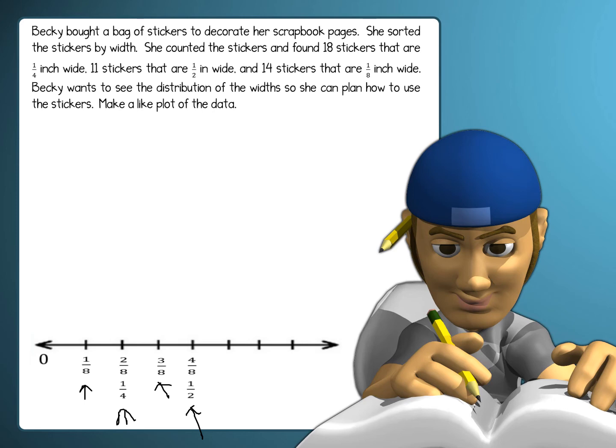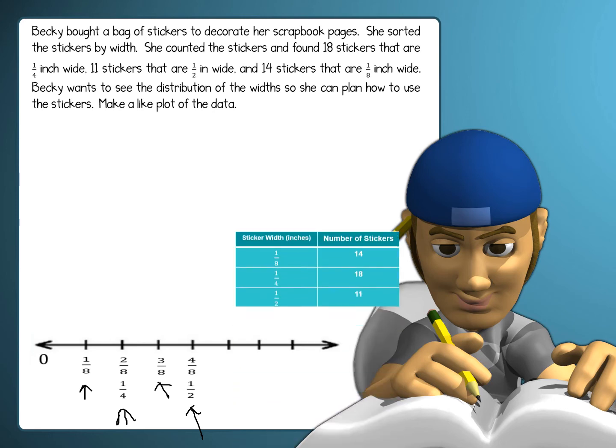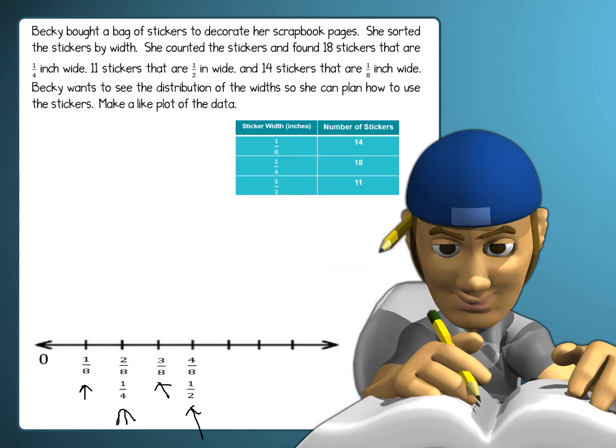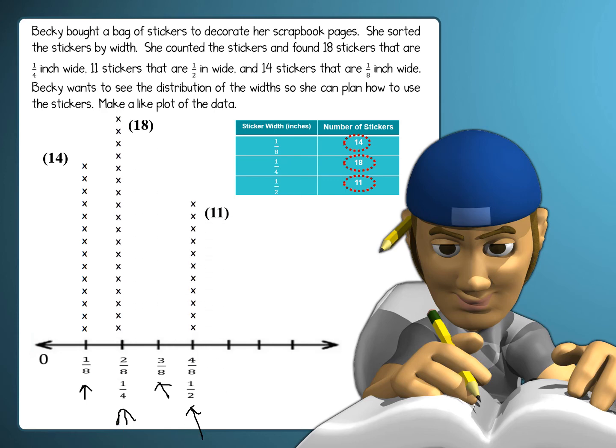Well, we're going to look back at our table. Here's our table. And I know that on 1/8, I need to put 14 X's because there were 14 stickers. I know for 1/4, I need to put 18 stickers. And for 1/2, I need to put 11 stickers. So here's 1/8, my 14 X's. 1/4, I have 18. And my 1/2, I have 11. So this is what my line plot would look like.